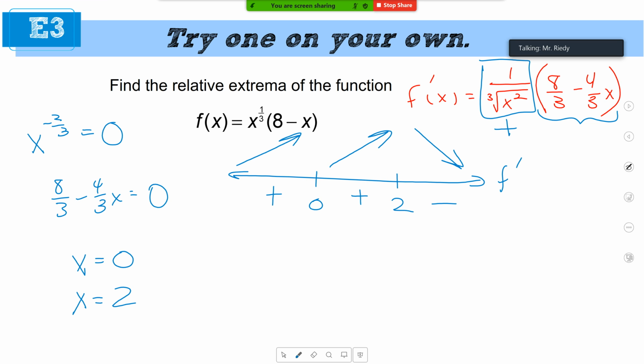Bella, what can you tell me about x equals 2? It's maxima. Good. A relative max occurs at x equals 2 because f prime changes from positive to negative. That's what you were going to say, right? Yeah, I knew that. Exactly. Okay, good. JT, what happens at 0? Well, it's a critical number, but it just continues to increase afterwards. Love it. Yes.